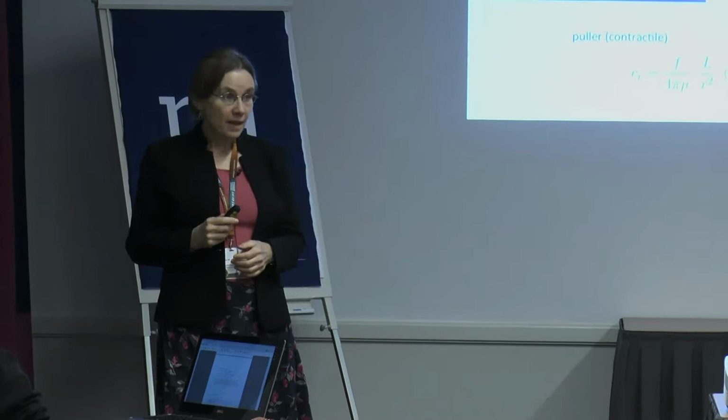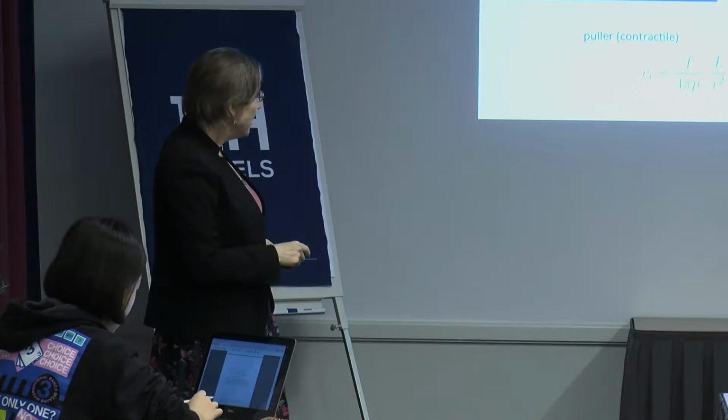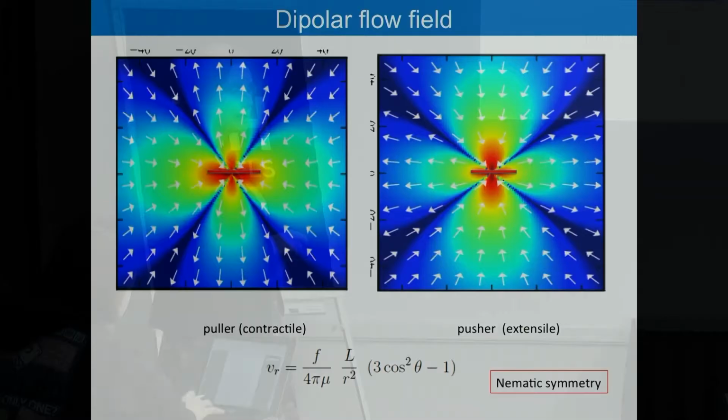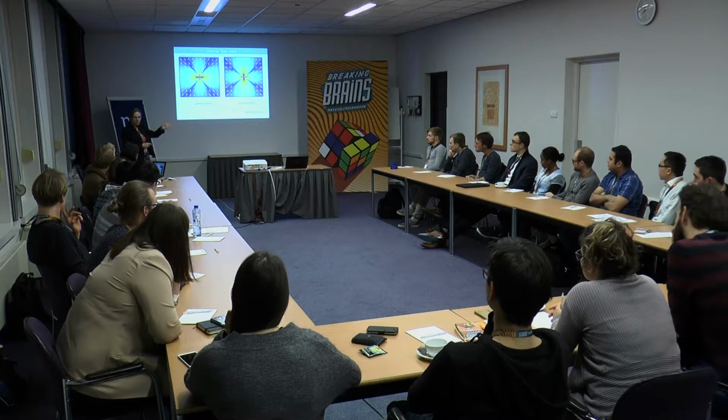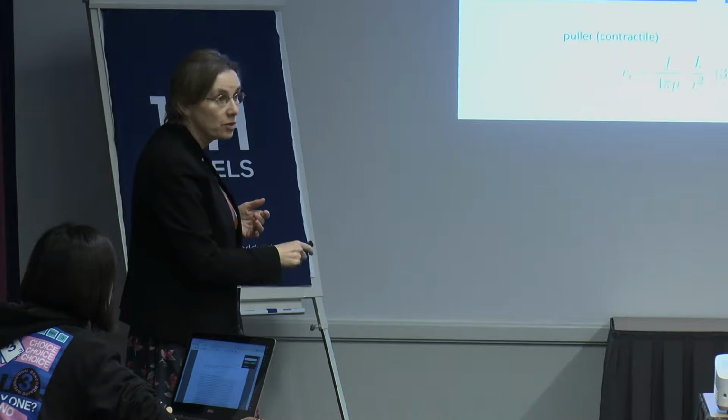The other thing to notice, which I'm going to probably talk about tomorrow, if I have time, is that this flow field has a nematic symmetry. Anybody know what I mean by nematic symmetry? It's a bit like a liquid crystal, with long, thin molecules which have a certain special direction. If you look here, it's symmetric around that line, isn't it? That's what I mean by nematic symmetry. You can see the difference here.